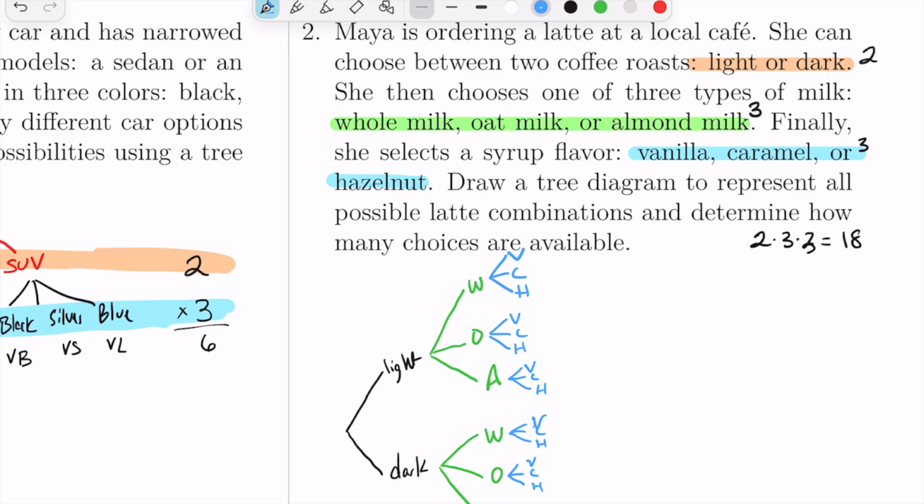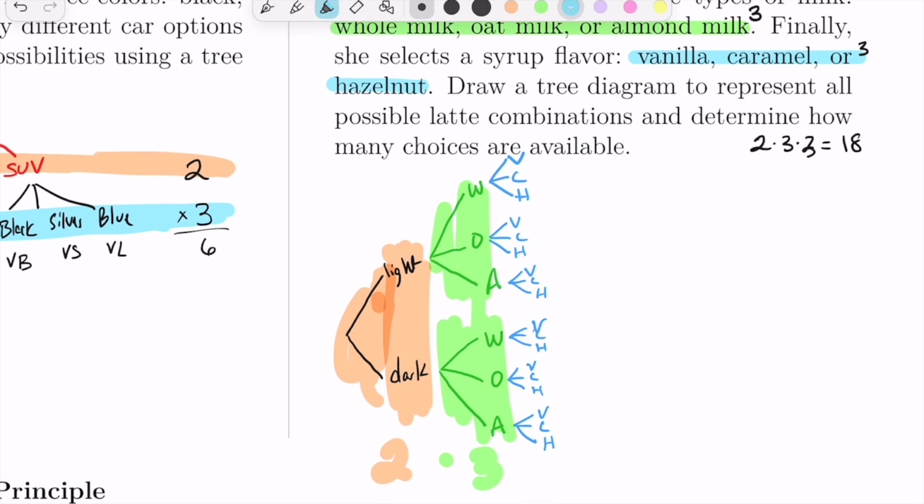And this just shows you why we can just multiply these choices, because at each decision point that we have in our tree diagram, light and dark, well, there's two choices, right? It branched out twice. So that's 2. Then we go to the next branch. The next decision is the type of milk, and you can see we have 3 choices for that. Then we have the flavors, and there was 3 choices for that too. And so you can see we have our 2 times 3 times 3, which is our 18.